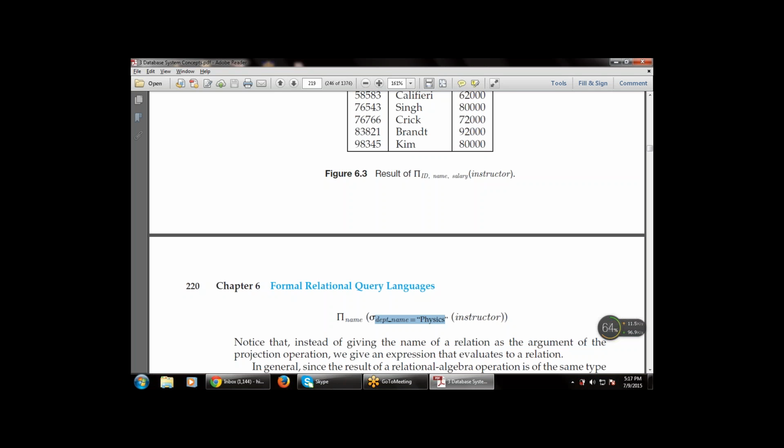For display purposes, for giving the command, we use the pi, that is a projection. For selection purposes, for condition purposes, we use the sigma, that is a select operation. For example, select department name equals physics from the table instructor, and finding the names of all those employees that have a department name equal to physics.